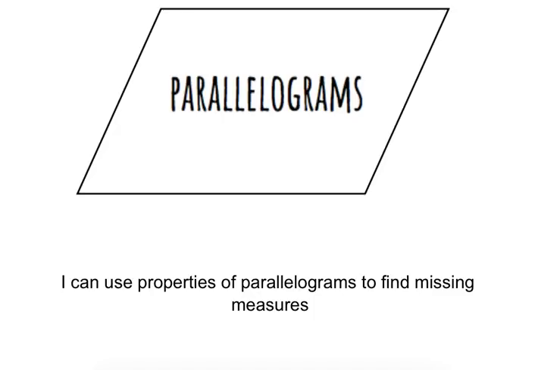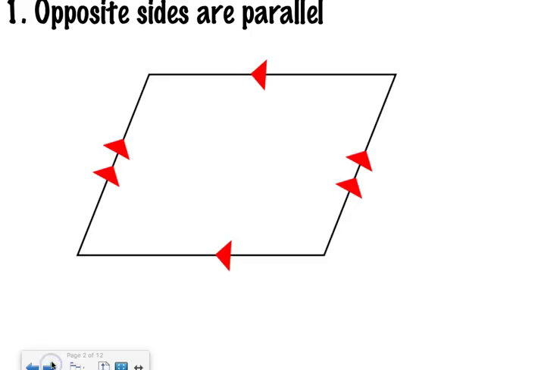We are moving on to our next lesson in our new chapter, and it is parallelograms. All we're going to do is learn about a parallelogram and use these properties to find missing measures such as angles or side measures, okay? Where it says properties of a parallelogram, you're going to jot down these properties that I have already typed up, okay?